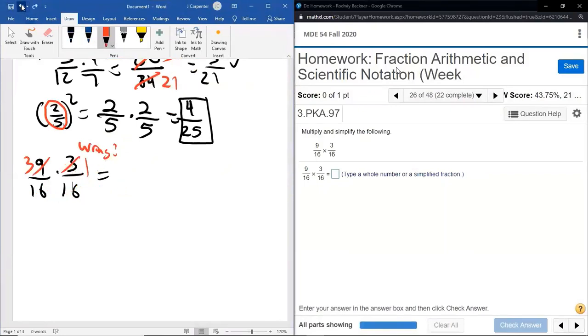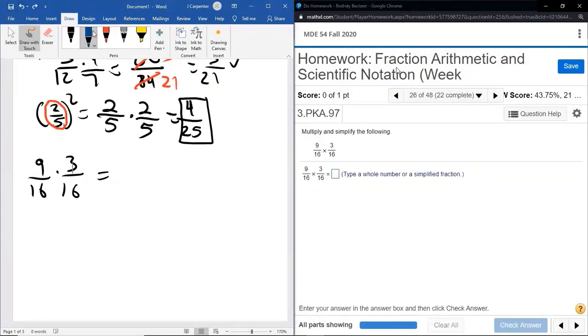Why is that terrible? Because I was reducing top numbers with top numbers and bottoms with bottoms. You don't reduce that way. So let's do this the right way. You can only reduce a top with a bottom, and if it's a product, it doesn't matter which top and which bottom it is.